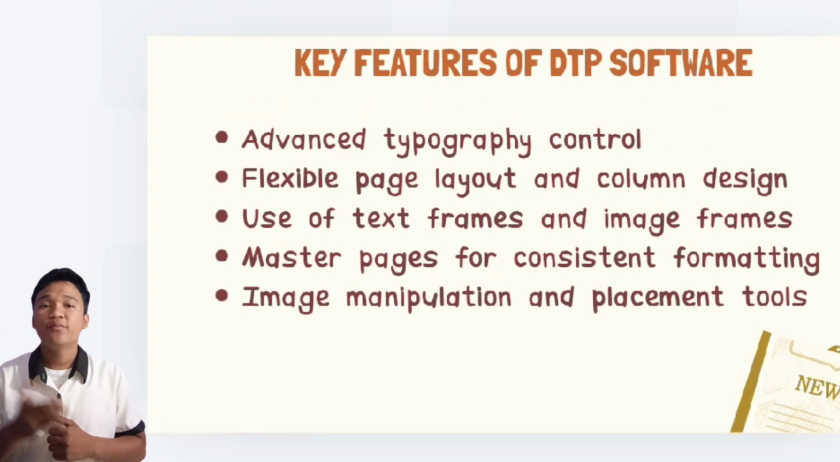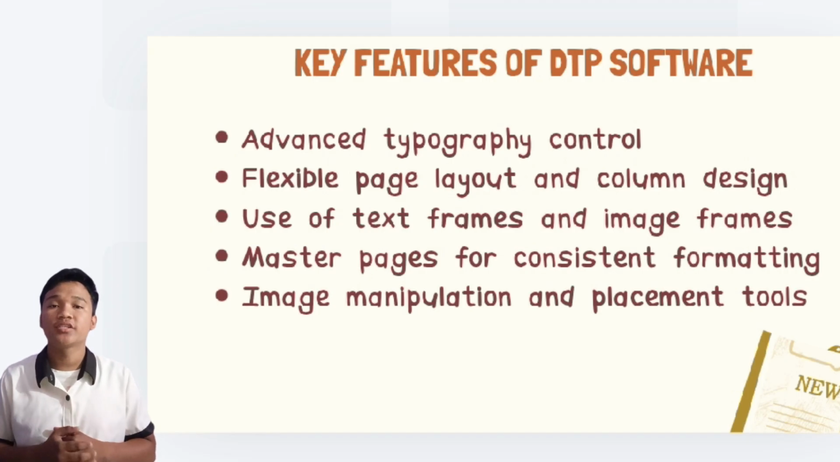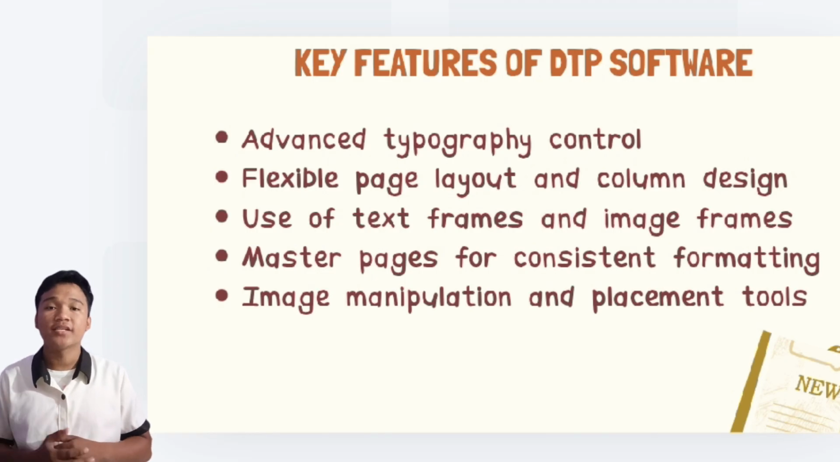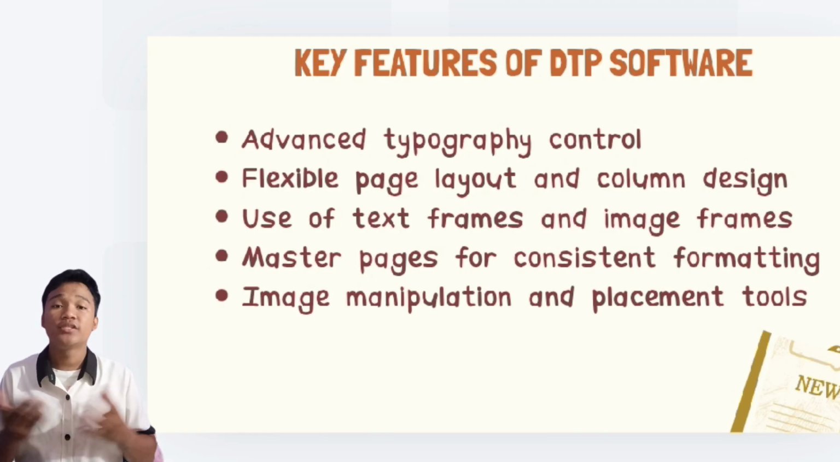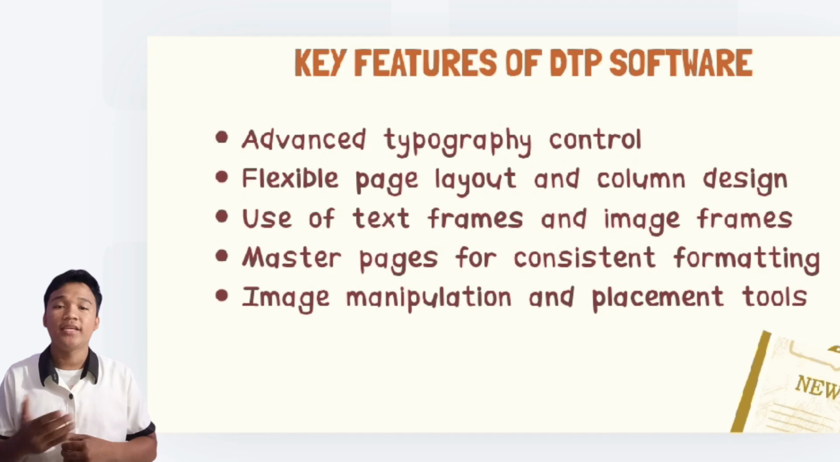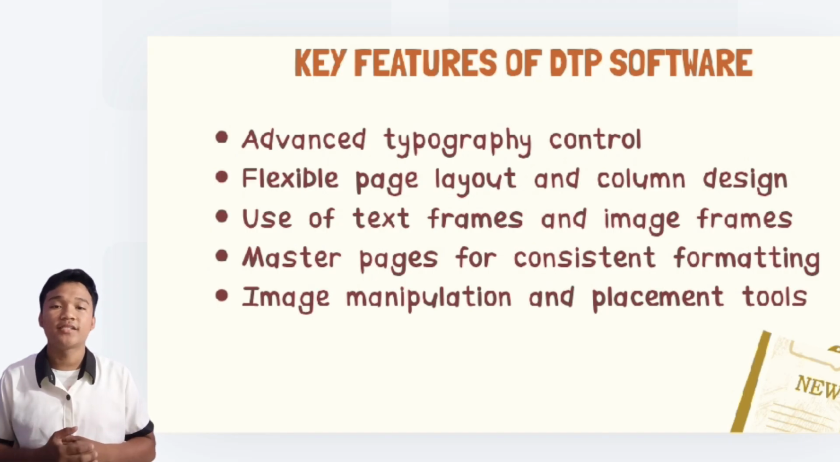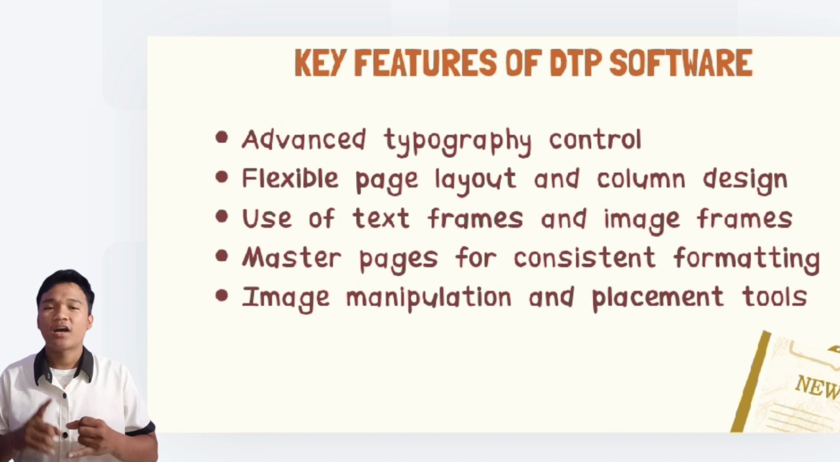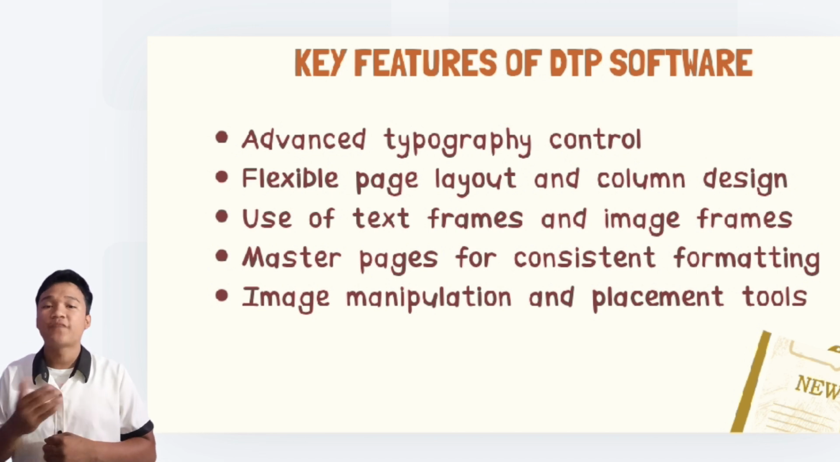Okay, thank you. Now, moving on are the key features of desktop publishing software. These features allow users to design pages with precision and consistency. They help control how text looks, how content is arranged on the page, and how images fit within the layout. By using these tools, creators can maintain a clean structure, avoid clutter, and ensure that every page follows the same visual style.